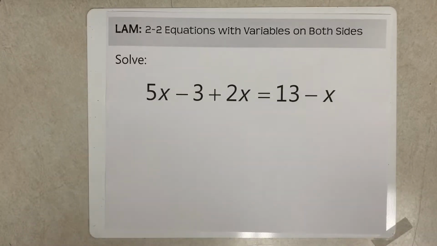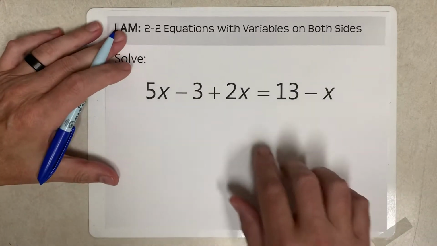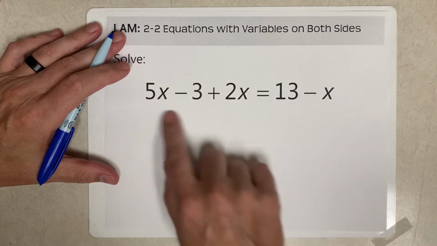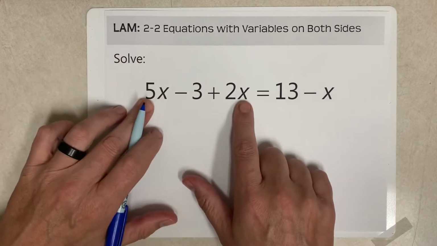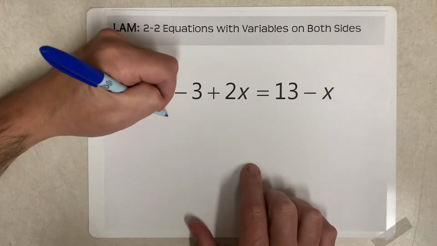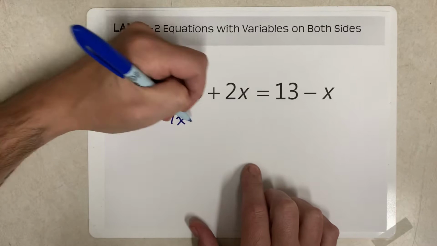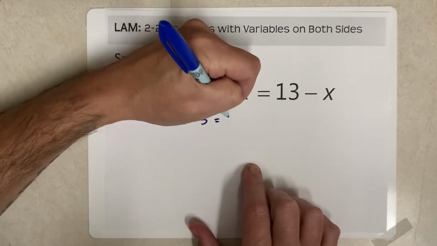All right, let's step it up a little bit. This one, I see this side. I can probably take these two guys and combine them together first. 5x and 2x makes 7x. Still minus 3 equals 13 minus x.